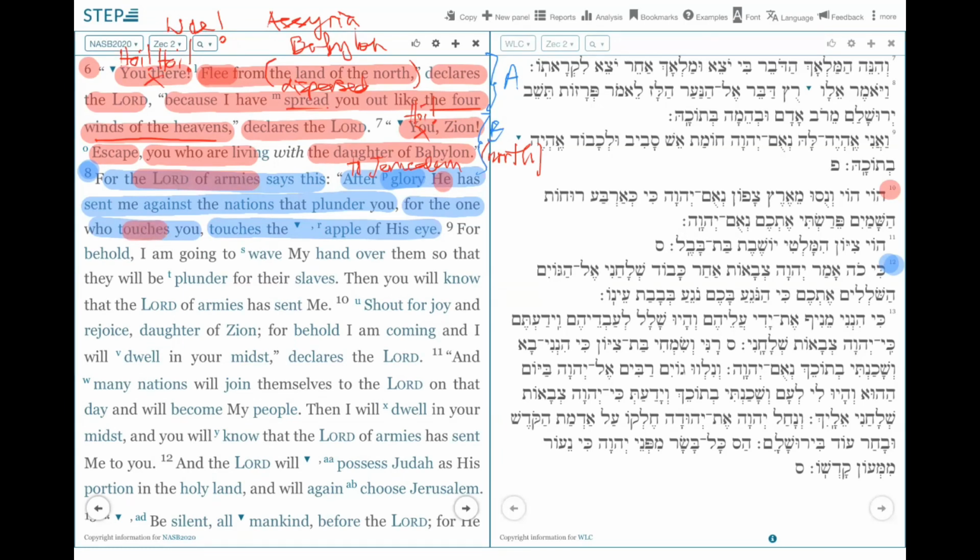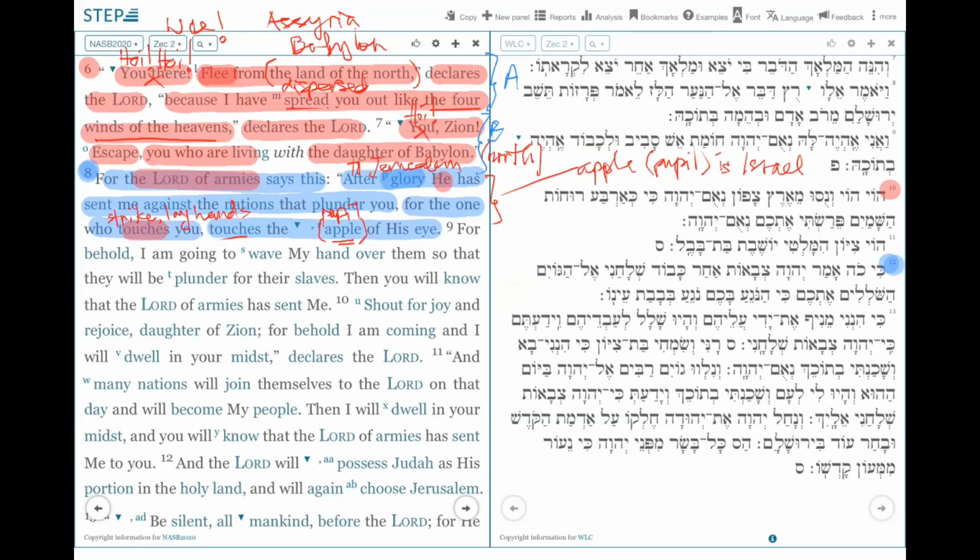Now, this word literally means touch, but it also means to strike you. The ones who lay their hands on you. Okay, I think it would be a good word. Lay hands on you. Touches the apple of his eye. Now, the apple of his eye literally means the pupil. The pupil of God's eye. And so here reminds us that the apple or the pupil of God's eye is Israel. And so God says, I will give you glory again because you have been dispersed.